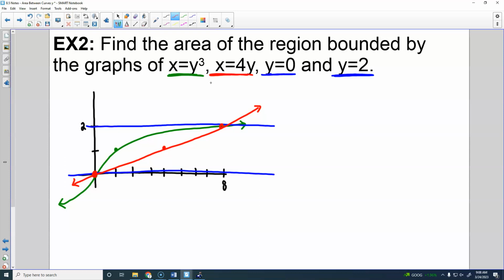Red. Green will be to the left. They actually didn't even have to tell us y equals 0 and y equals 2 because those end up being the intersection points. But the fact that they did makes this a little bit easier to get your picture right. So if we want to set this up, what are our limits of integration?